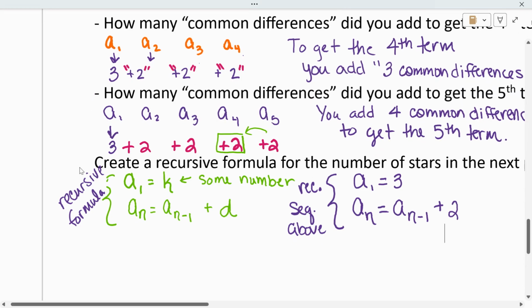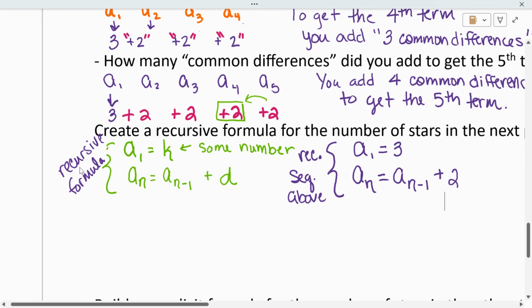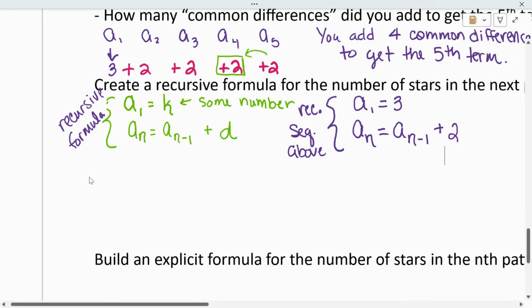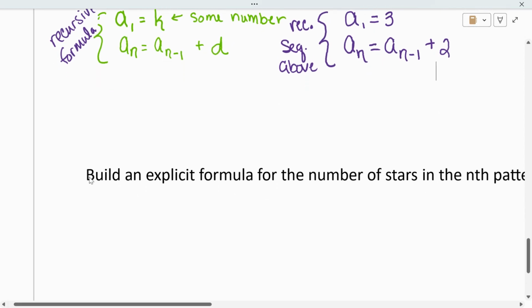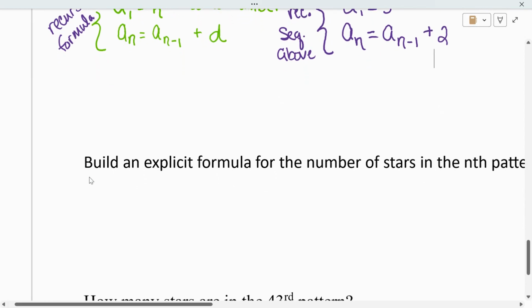So what do we say about the recursive formula? The problem with that is the only way that we could find the 10th term is if we knew the one that came before it, which would be the 9th term. If we wanted to find the 100th term, we'd have to know the 99th term. That's the downfall of the recursive formula. We have to know the term that comes before it. So let's think about building an explicit formula. Same number of stars, and we're trying to find the nth pattern.